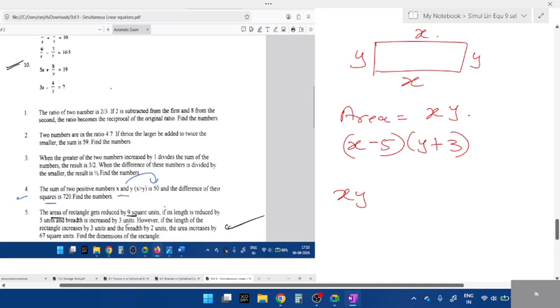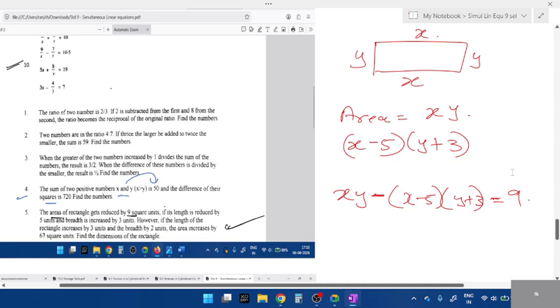See, area is getting reduced by 9 square units if its length is reduced and breadth is increased by 3. This area is getting reduced because of these values, x minus 5 and y plus 3. This reduction is equal to 9. The area of the rectangle gets reduced by 9 if the length is reduced by 5 and breadth is increased by 3. Because of this difference, the area is getting reduced by 9. This is the first equation.